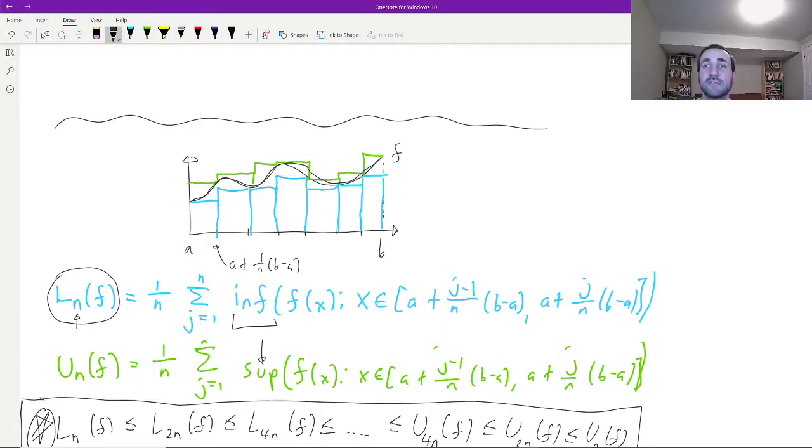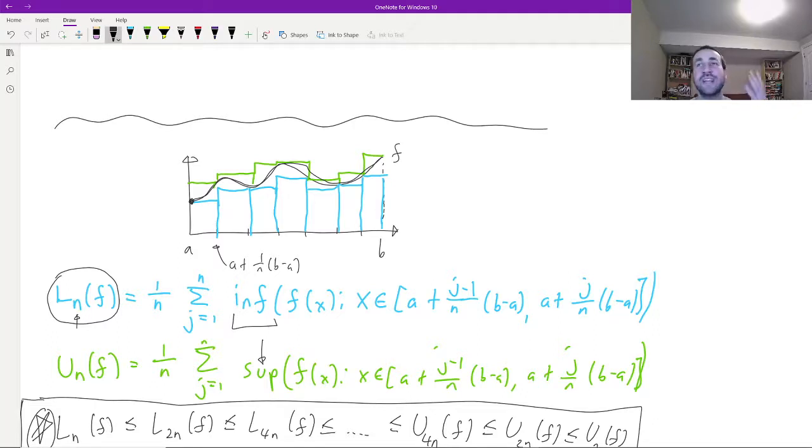So I split the interval into n evenly spaced pieces, and then the top of this blue curve is just the lowest value that f takes on that interval, in this case from a to a plus 1 over n times b minus a. Now we know that f is continuous and it's on a compact region, so there really is a point here which achieves that minimum. So that's my lower function. That is to say it again, I split the interval into n even pieces, and I draw a rectangle in each one of these pieces with height given by the lowest point that the function takes in that region.